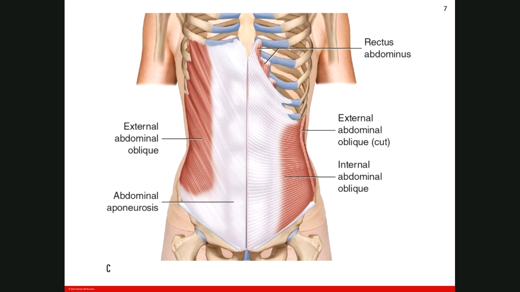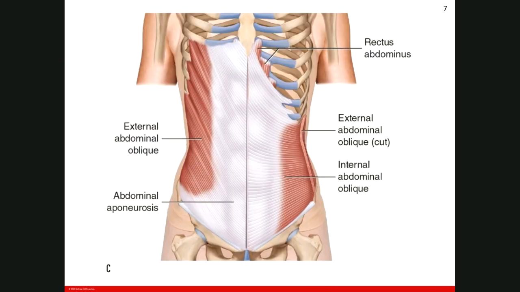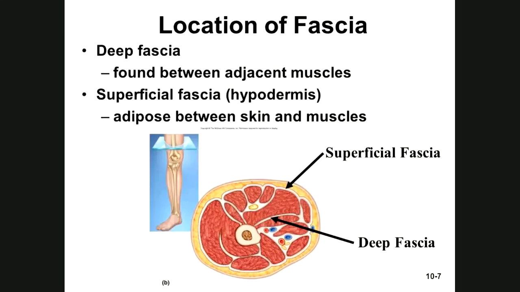The other structures which you need to know about are the deep fascia and superficial fascia. And I will show you these structures in the next picture. Here you can see the cross section of the thigh.